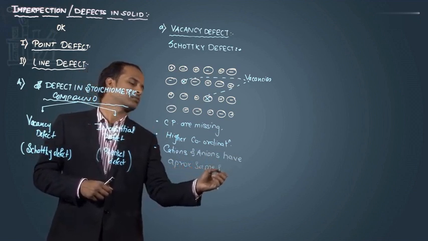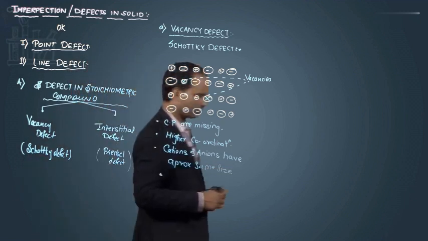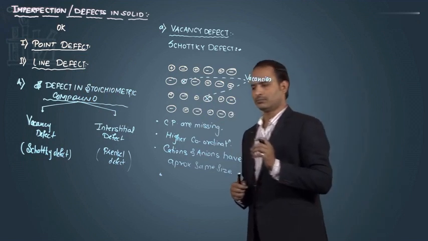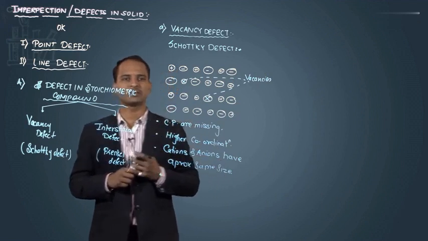Approximately the same size. Okay, after this, as I said, here the cations and anions have approximately the same size.